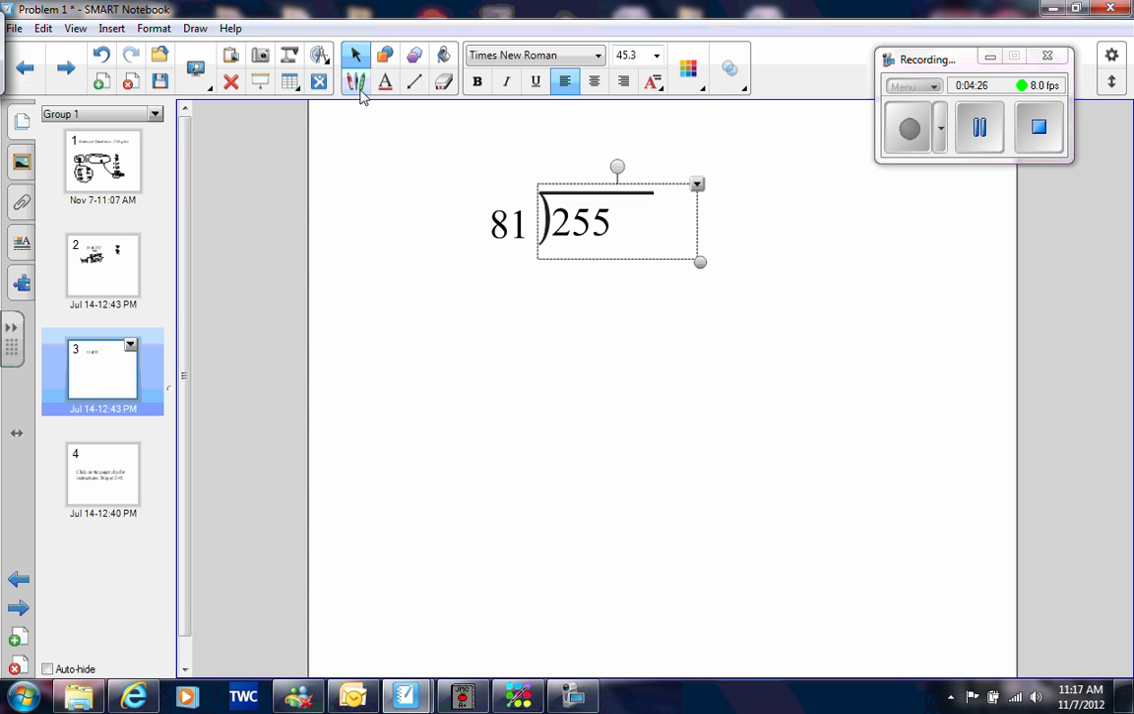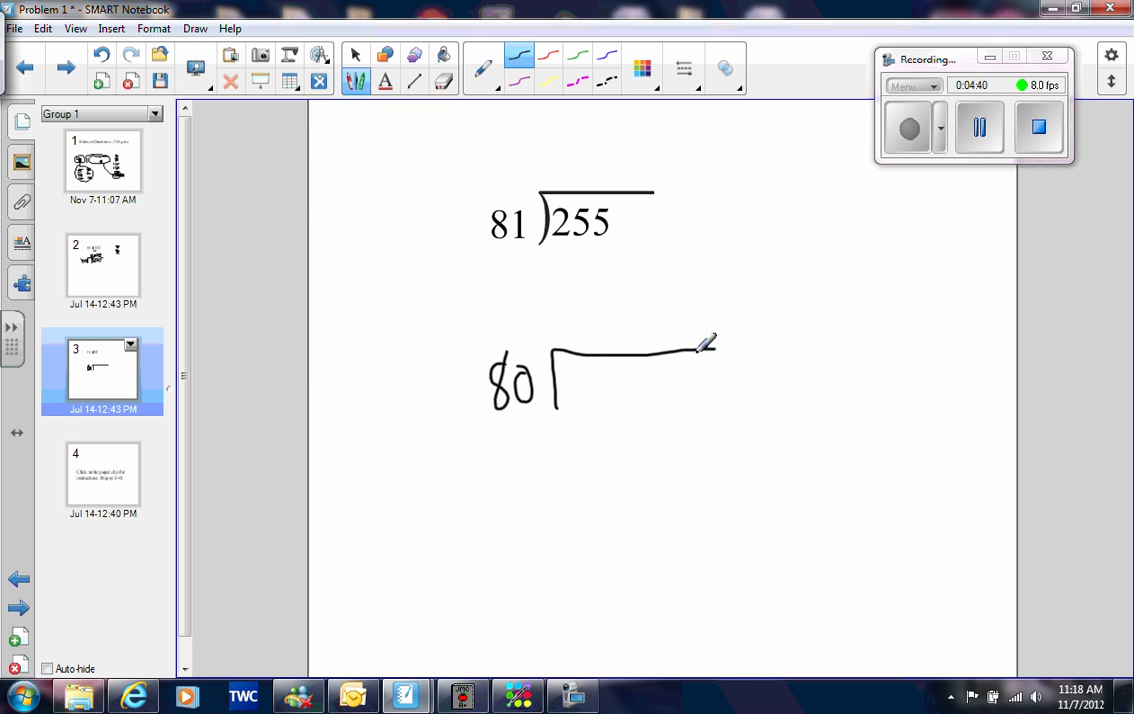Right, let's try another. This one actually has 81 on the outside. And so I would look at it and think, all right, well, that's actually very close to 80. So I round the outside to 80. And then I start looking at which multiple of 80 would get me quite close to 255. So I start thinking 80, 160, 240. 240 is actually pretty close to 255. So I would write 240.